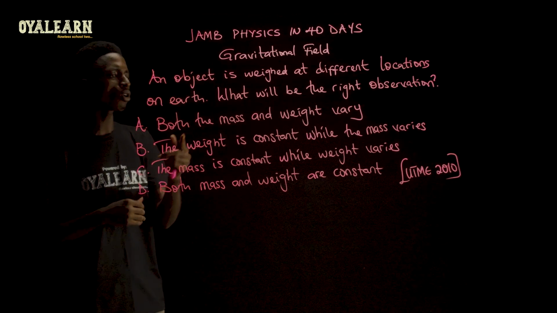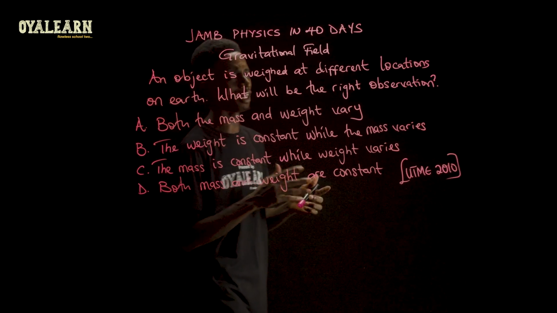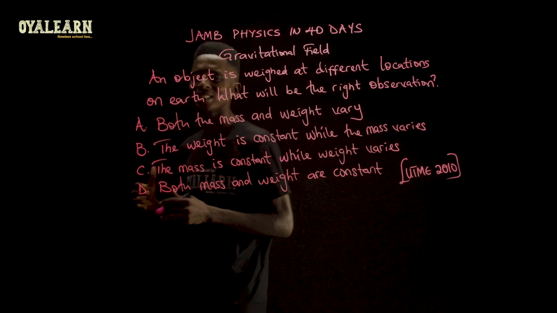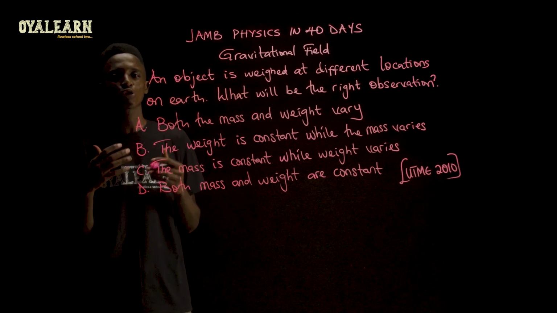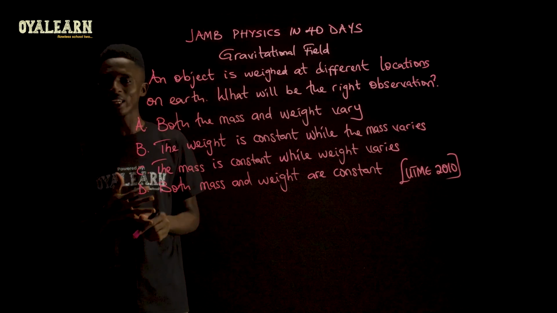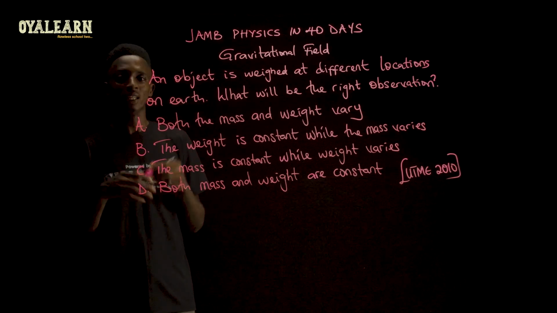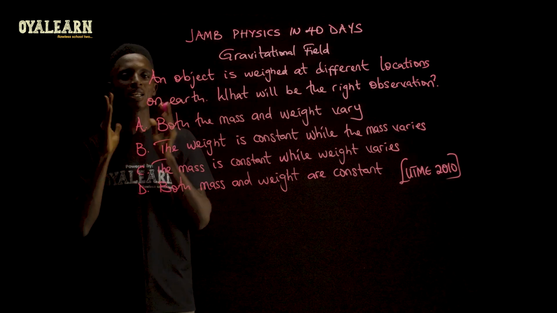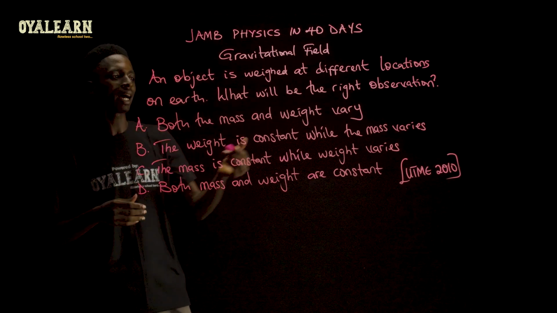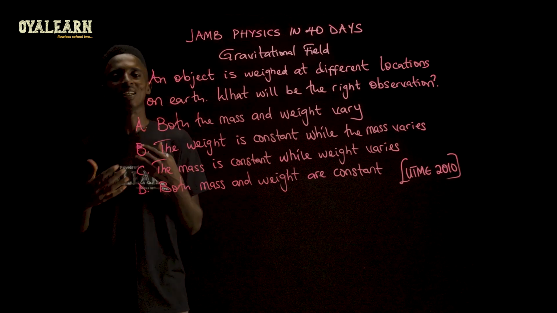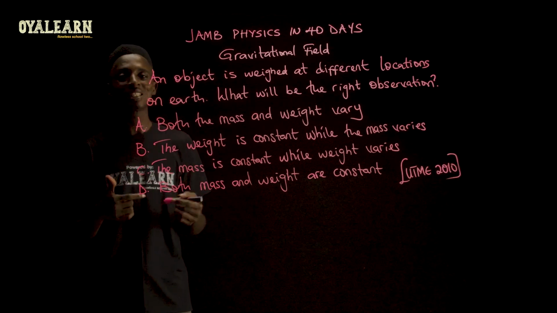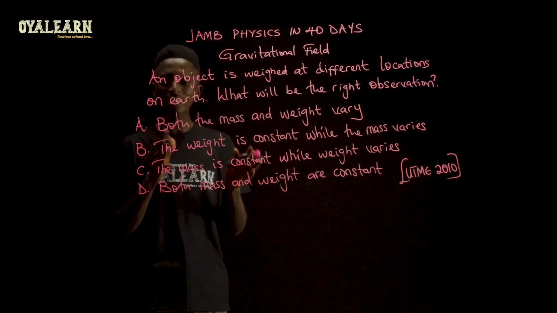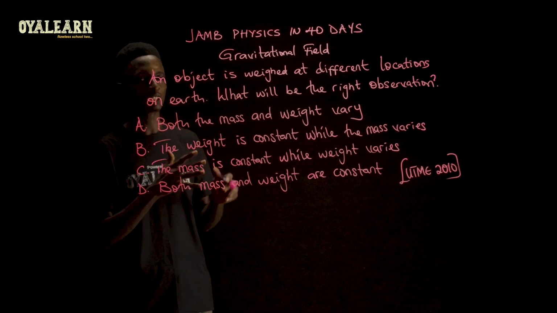A says both the mass and the weight vary. Now this is false because we know that mass is a fundamental quantity and does not change regardless of location at all. It does not also vary with time, so it does not depend on anything at all. It is always constant. On the other hand, we know that weight depends on gravitational acceleration, which is different at different points on the Earth's surface. So we already know that mass should be constant and weight should vary.